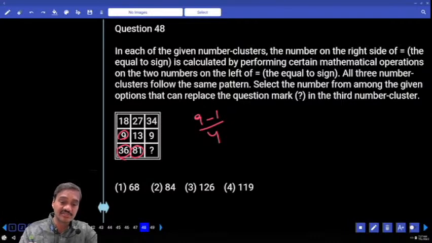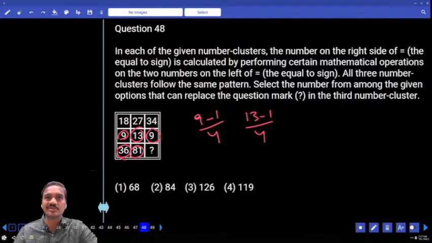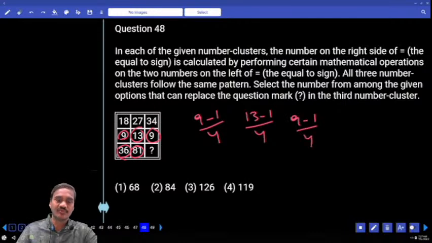And in the same way 27. What should come for 27? Into 3. How does 3 come? From 13. 13 minus 1 divided by 4, 12 by 4, 3. And in the same way, next 34 must be multiplied with how much? 9 minus 1 by 4, 8 by 4 is 2. 34 into 2, 68, choice 1. Correct?